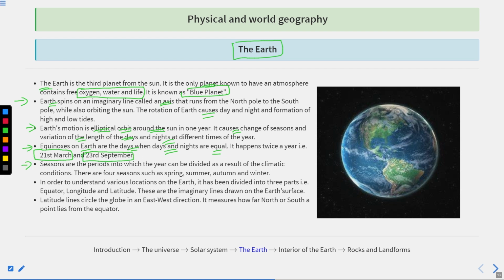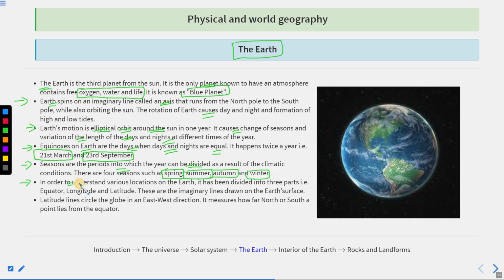Seasons are the periods into which the year can be divided as a result of climatic conditions. There are 4 seasons: spring, summer, autumn, and winter.